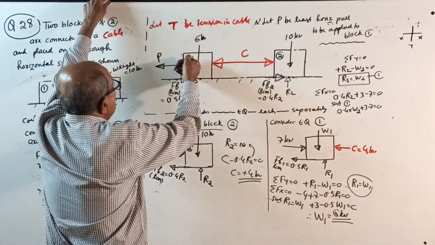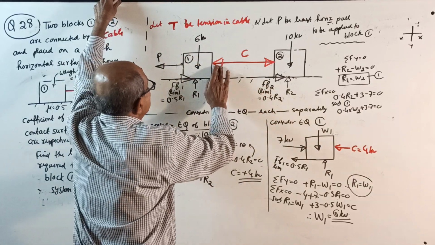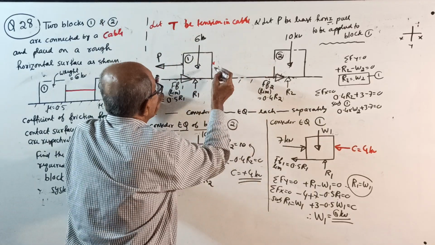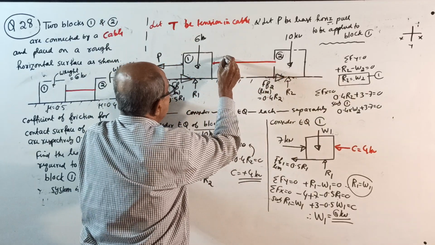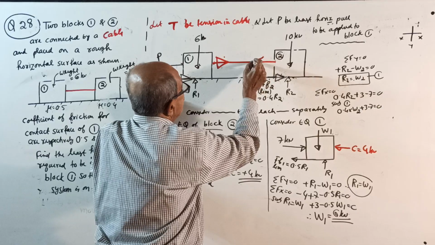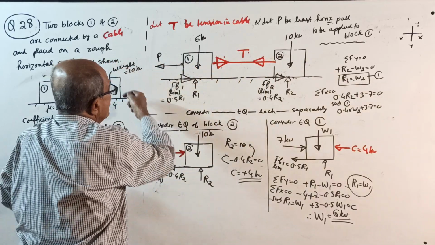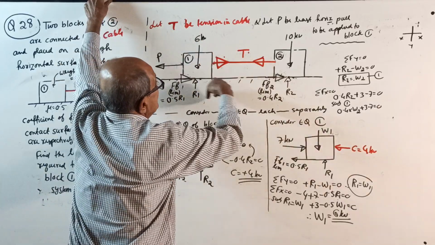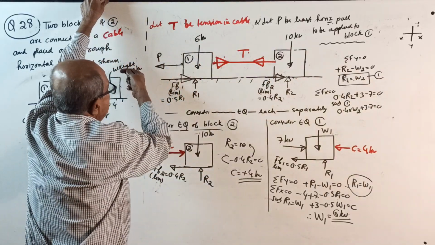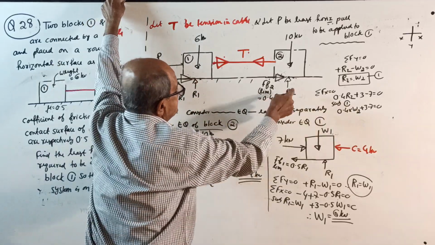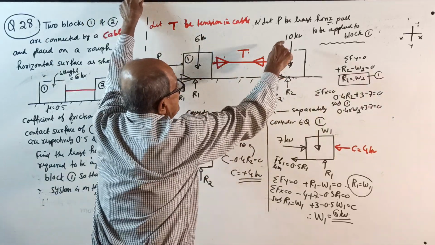Now pulling this way, this is tension. See, I will forget it. Now it's in tension. Tension T. Okay. Now pull P here. FF correct now. 6 down, 10 down. P, friction, 6, R1, 10, R2.